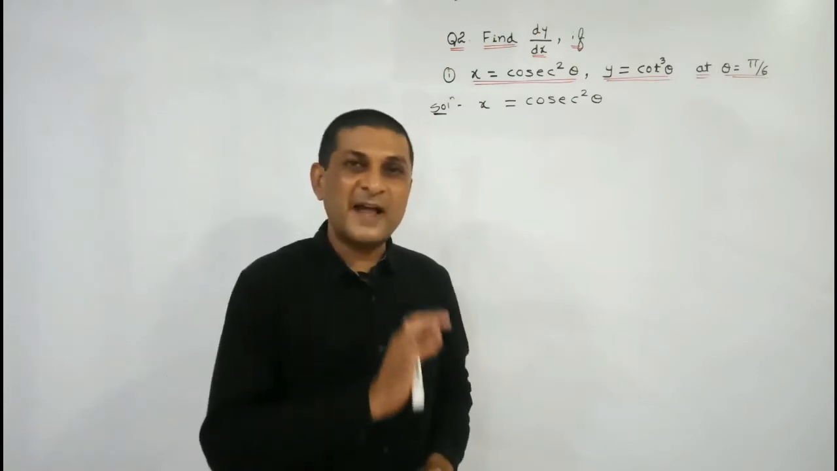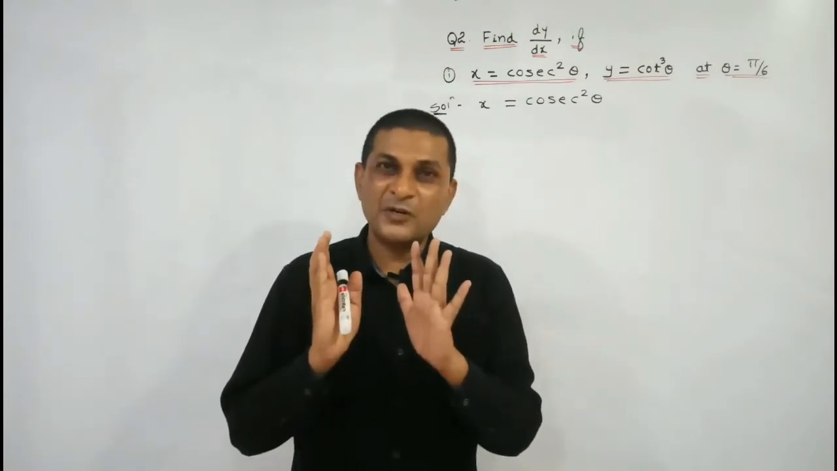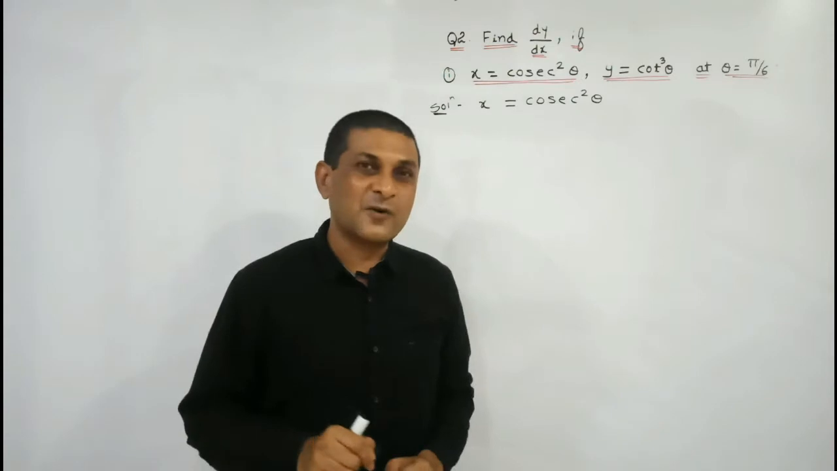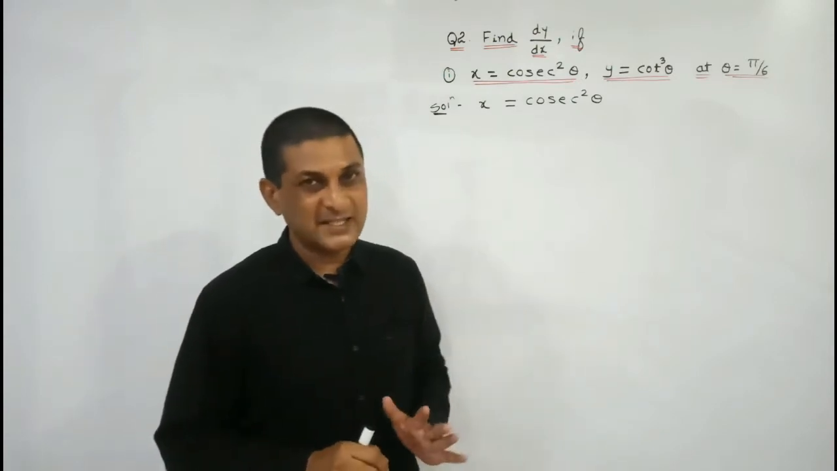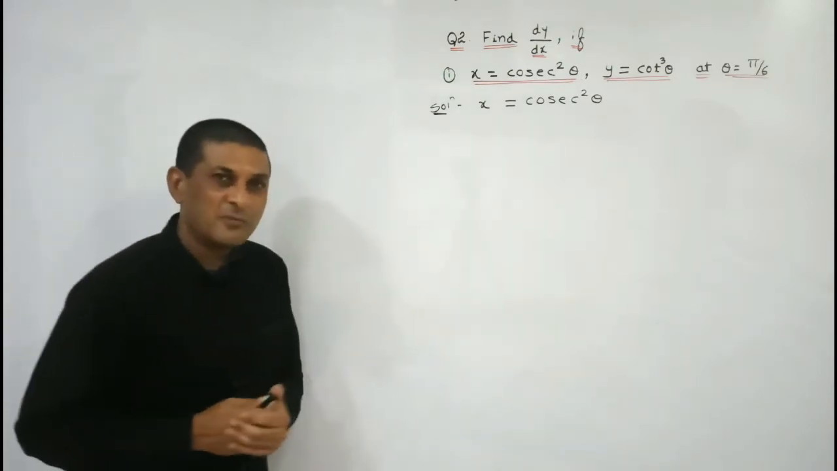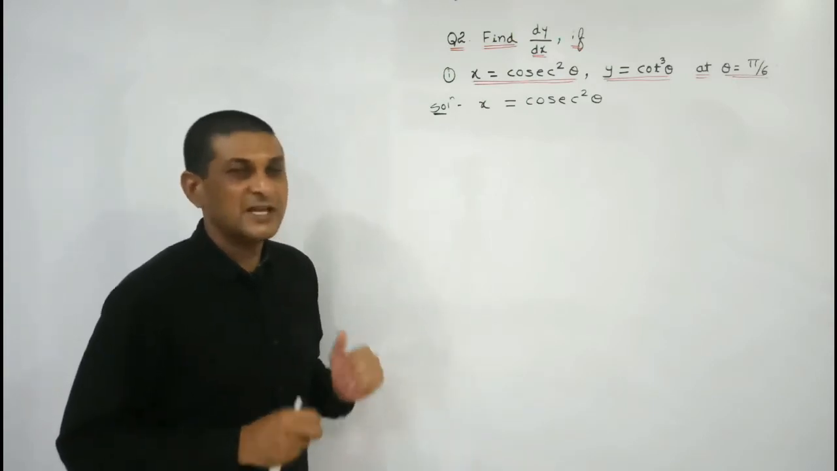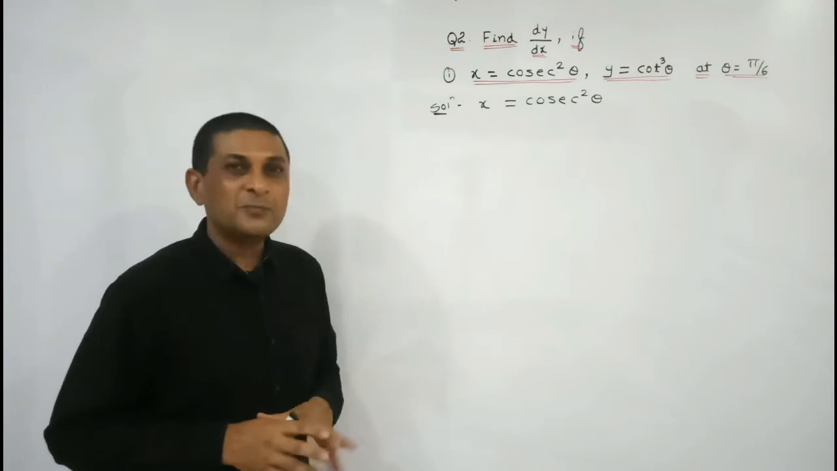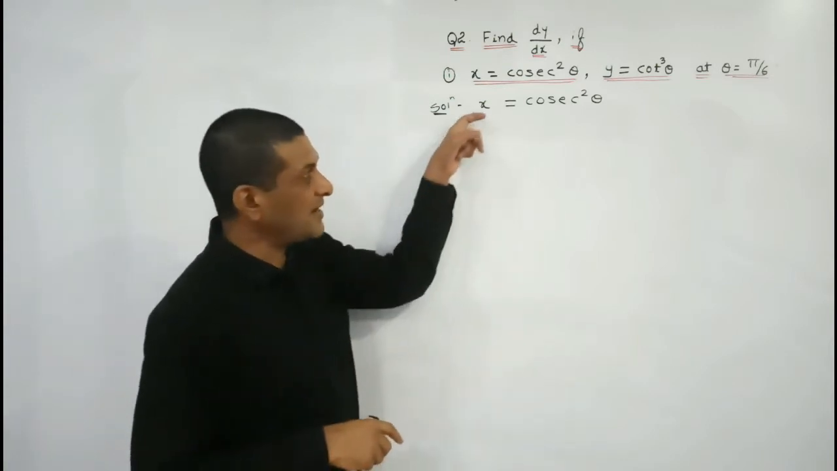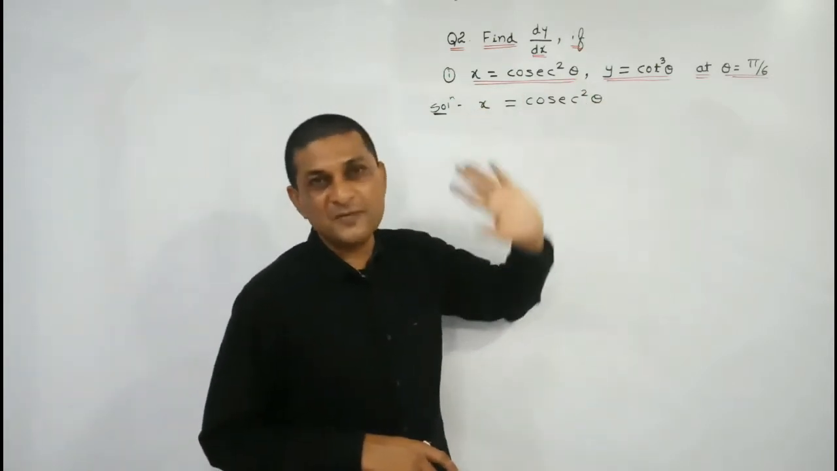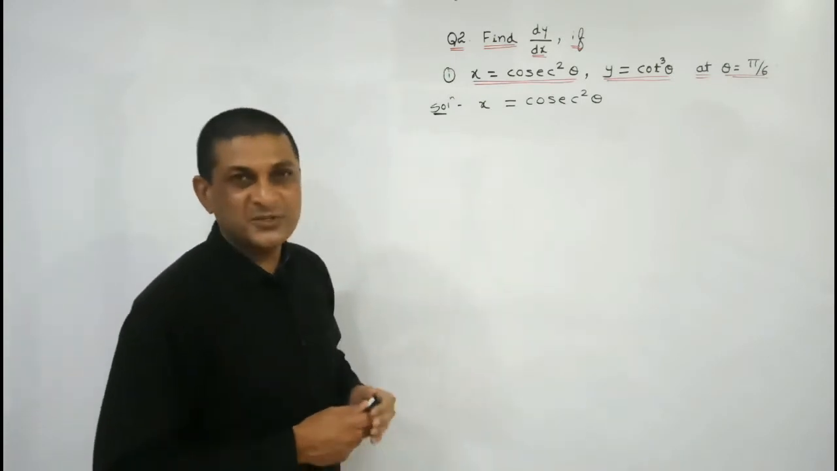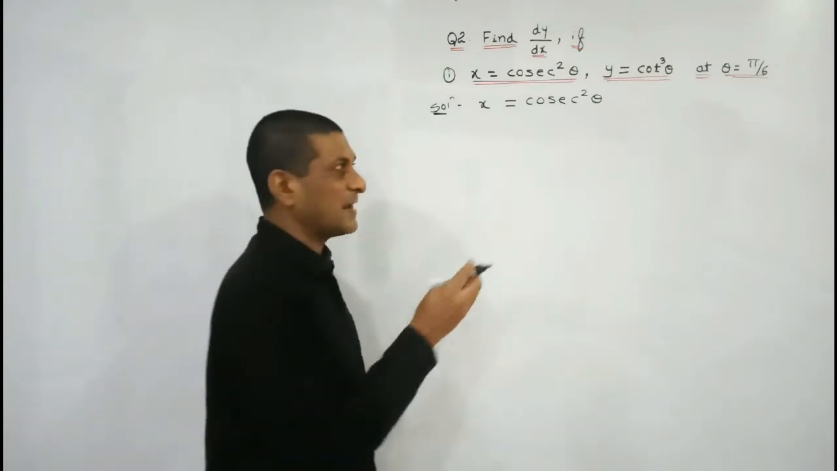So to find out the value of dy by dx at theta is equal to pi by 6, first we will require the value of what? Dy by dx. So first let us try to find out the value of dy by dx. We have one formula to find the value of dy by dx, which we have proved as a theorem, but to apply that formula we will require the value of dx upon d theta and dy upon d theta. So first differentiate x and y with respect to parameter theta.